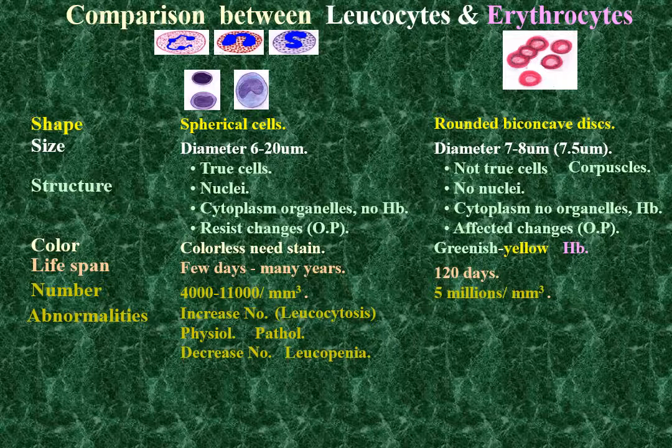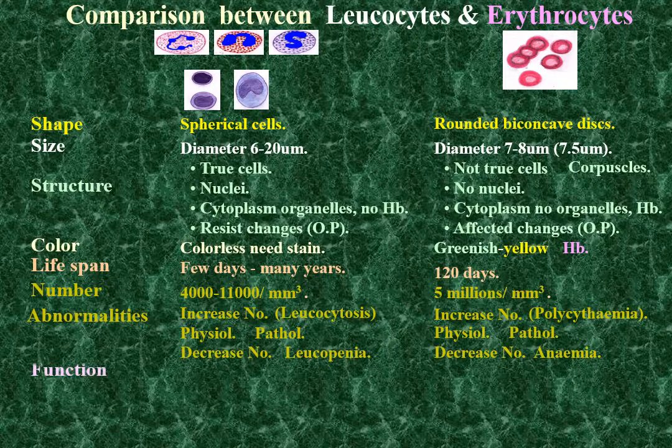On the other hand, an increase in number of erythrocytes also may be physiological or pathological, while decrease in number of erythrocytes, which is called oligocythemia or anemia, is always pathological, as in deficiency anemia, hemolytic anemia, hemorrhagic anemia, and aplastic anemia. Function. Leukocytes are related to defense mechanism and immunity.